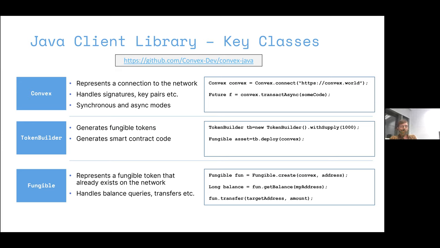We have a token builder, so you can generate your own digital tokens. And we have a fungible asset class that basically is what you interact with when you're using a fungible token. So if you want to check your balance or transfer to other people. And this is the Convex Java library up on GitHub, which has all of these classes. I would caveat that it's still in active development. We might change the API a bit still, but it's quite fun to play with.